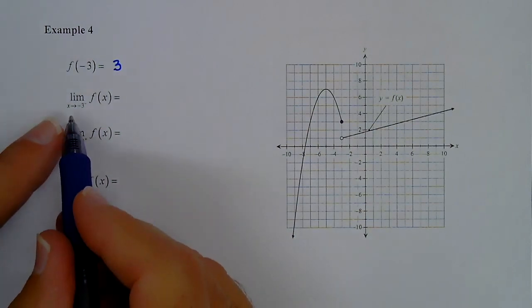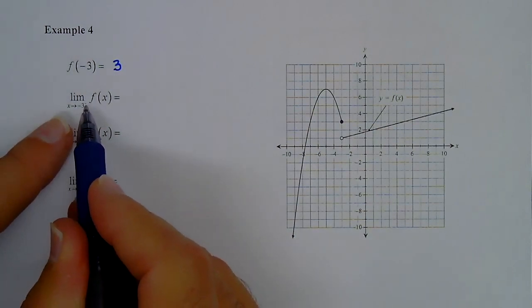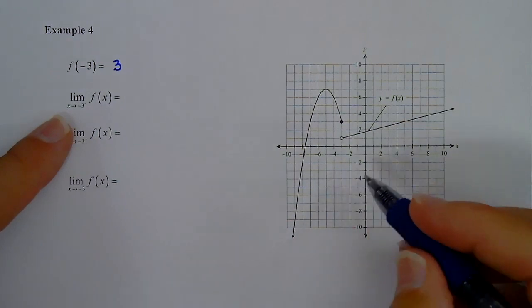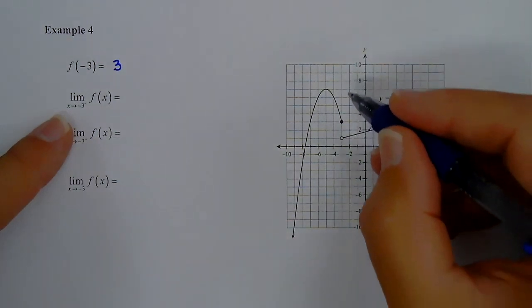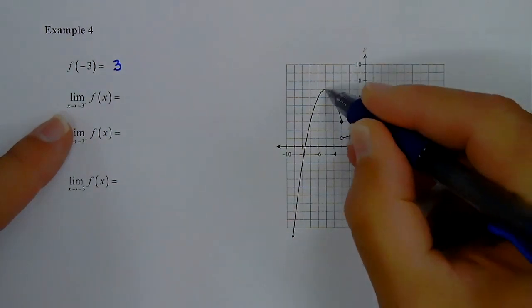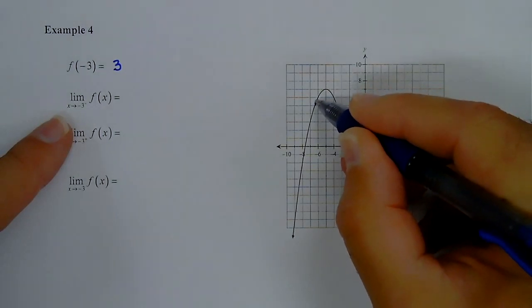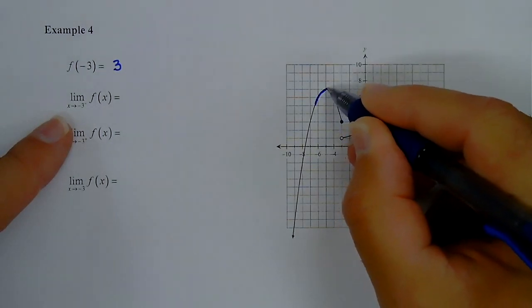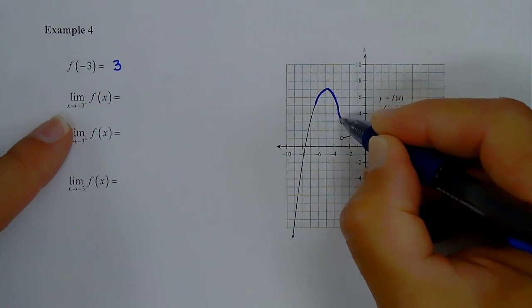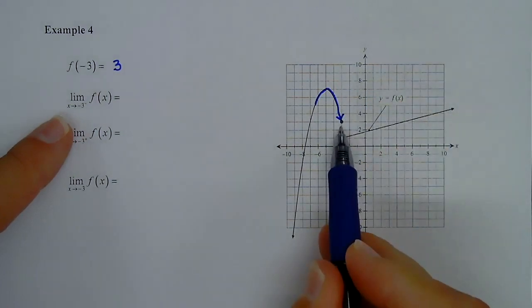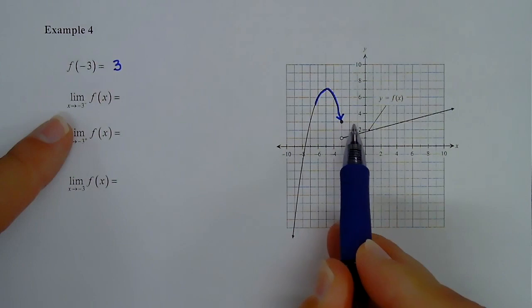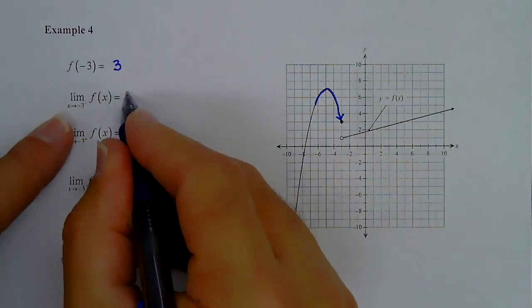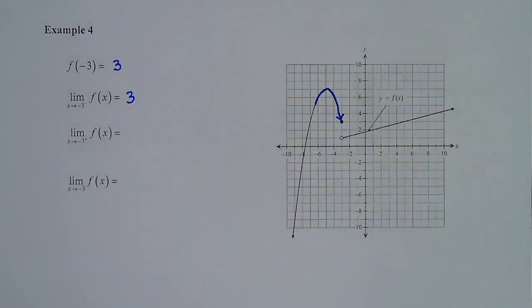So what's the limit as x approaches -3 from the left, okay? So as we approach -3 from the left, that'd be to the left of this -3. So we're going to start somewhere to the left of it on the graph and go along the graph, and it's getting closer and closer to that closed dot, right? And that closed dot is at 3. So this is 3. Okay.